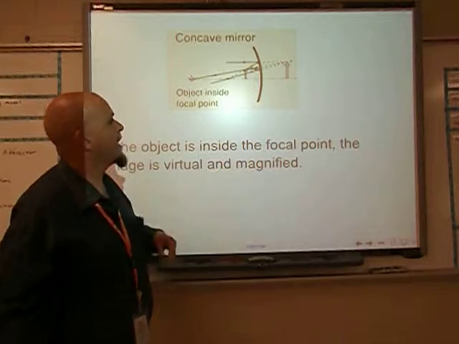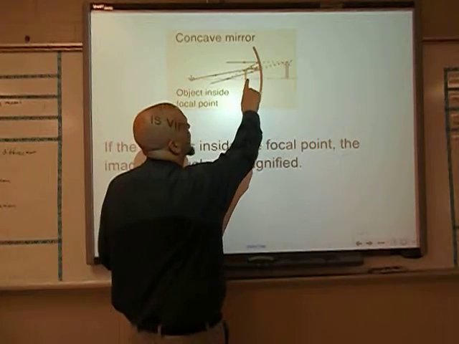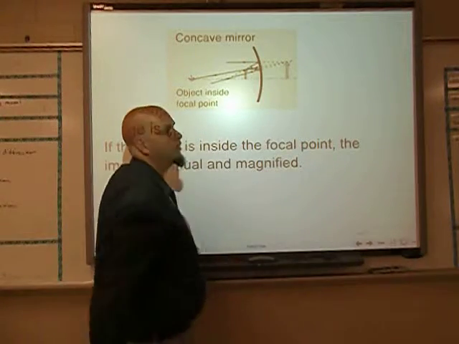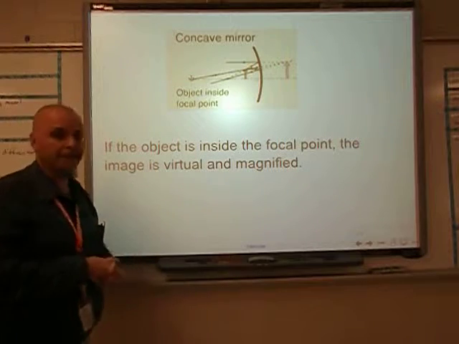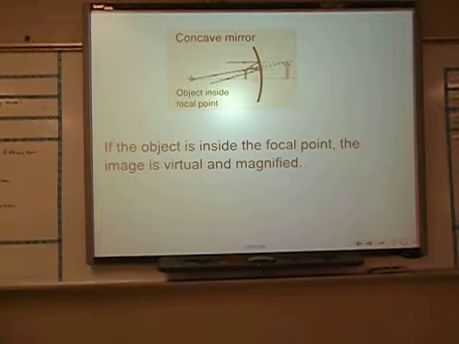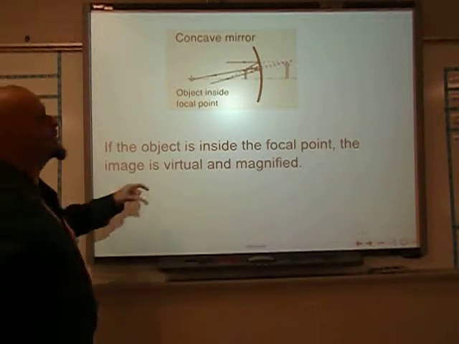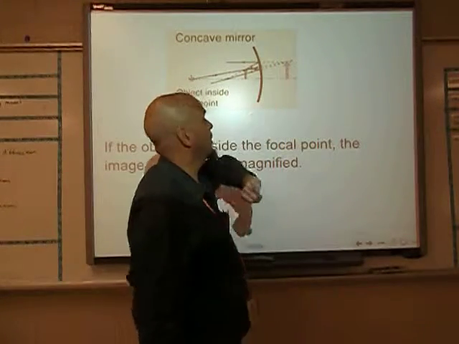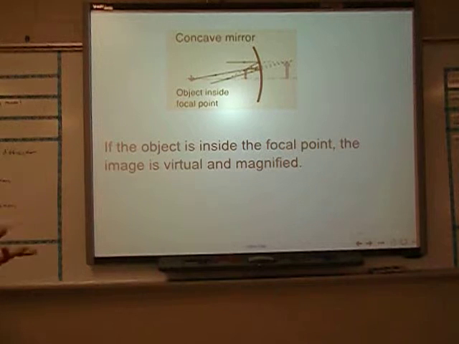This is a magnified image. You'll see that the object arrow is smaller than the image arrow. The image is larger. This is a magnified image. These are used in makeup mirrors, the kind that make your face look bigger so you can see where you're putting your eyeliner and things like that. It gives you a larger image of your eyes so you can put on your makeup more easily. That's it for reflection. There's no real math here other than measuring angles and drawing the illustrations.